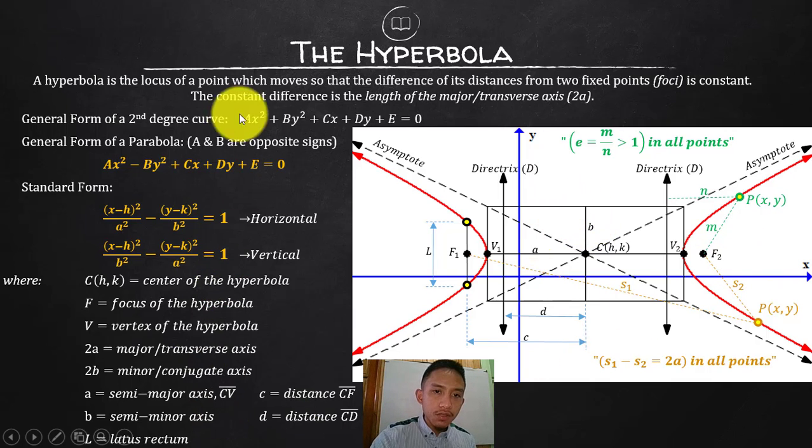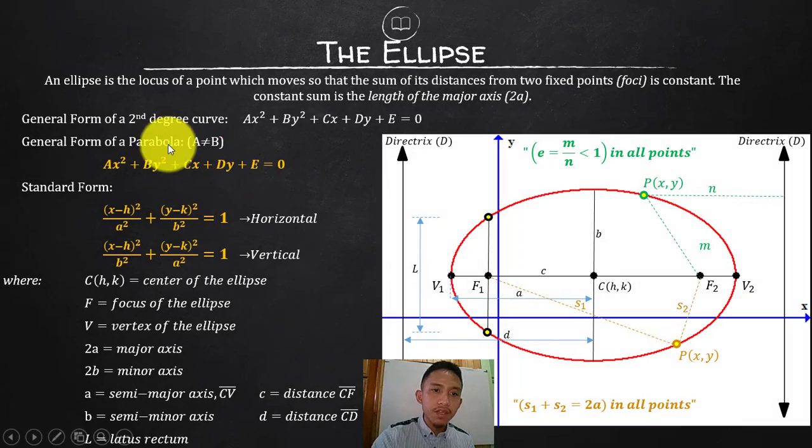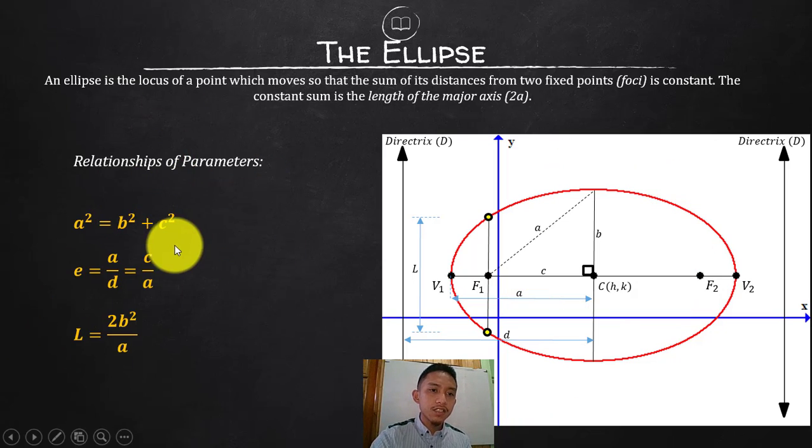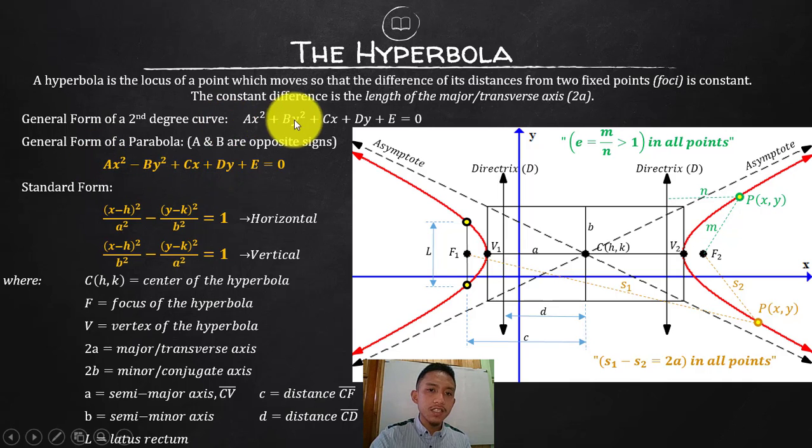So now let's try to talk about the general equation of that. In your ellipse, they both exist and they are different numbers, but the same sign. In hyperbola, they both exist but they are opposite signs. Okay? A and B exist, but they should be opposite signs. So it's either A is negative or B is negative.